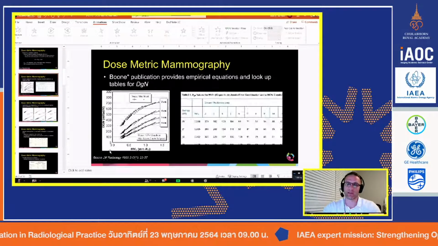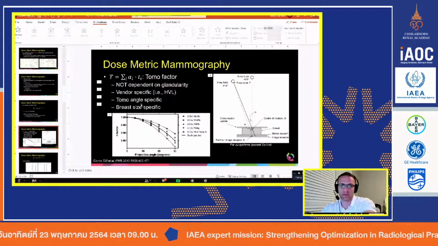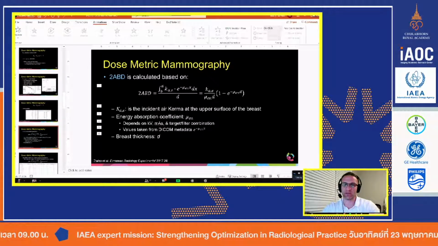But the nice part about the 2ABD is, here we go. The 2ABD method has the ability, and I'll make it bigger.